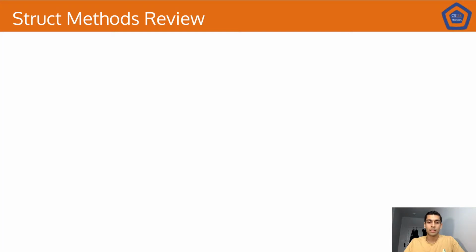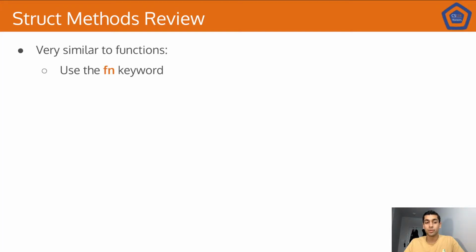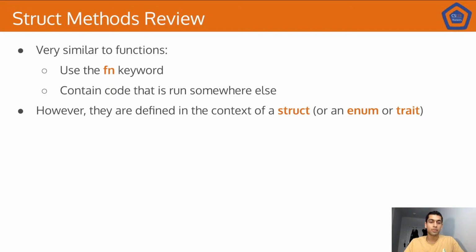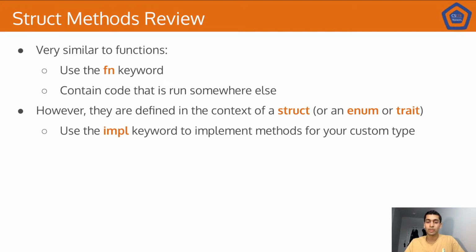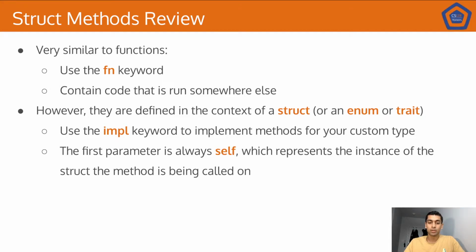All right, so briefly reviewing struct methods, you use the fn keyword, very similar to normal functions. Struct methods will contain code that is run somewhere else, similar to functions, but you define struct methods in the context of a struct or enum. So you use the impl keyword to implement methods for this custom type. The first parameter is almost always self, or a borrow of self, which represents a borrowing of the instance of the struct this method is being called upon. There is also the type of associated method, which does not take in self, but normally is used as a constructor and returns an instance of the custom type.